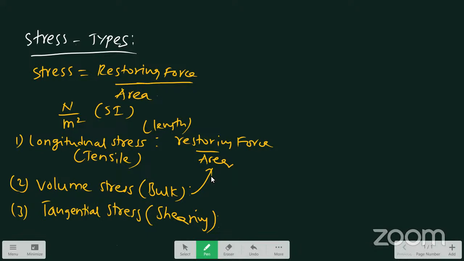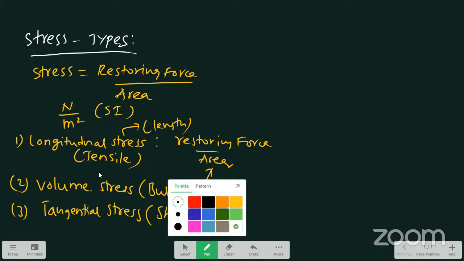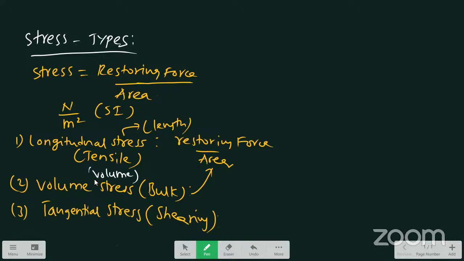When deformation force is applied, its length changes. Then restoring force per area. Deformation force changes the volume of the body. Ratio between restoring force per area. Tangential stress: restoring force applied on the body, its shape changes. Here, length changes. Here, volume changes. Here, shape changes. Except these three words, the remaining statement is the same.